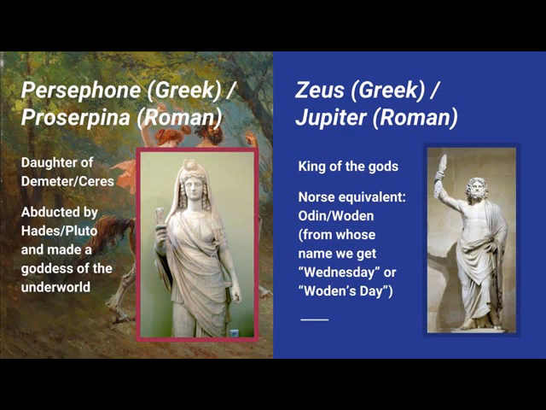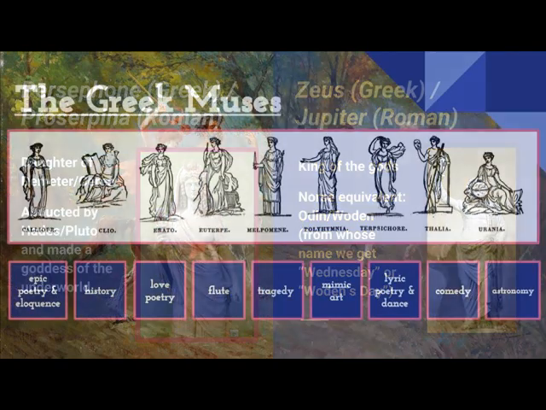The Greek divinity Persephone is equivalent to the Roman divinity Proserpina, daughter of Demeter/Ceres, abducted by Hades/Pluto and made goddess of the underworld. The Greek divinity Zeus is equivalent to the Roman divinity Jupiter, king of the gods, Norse equivalent Odin or Woden, from whose name we get Wednesday or Woden's Day.